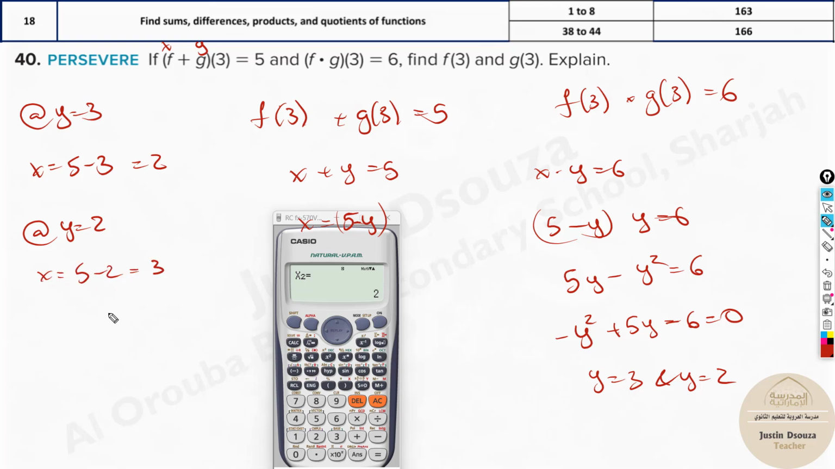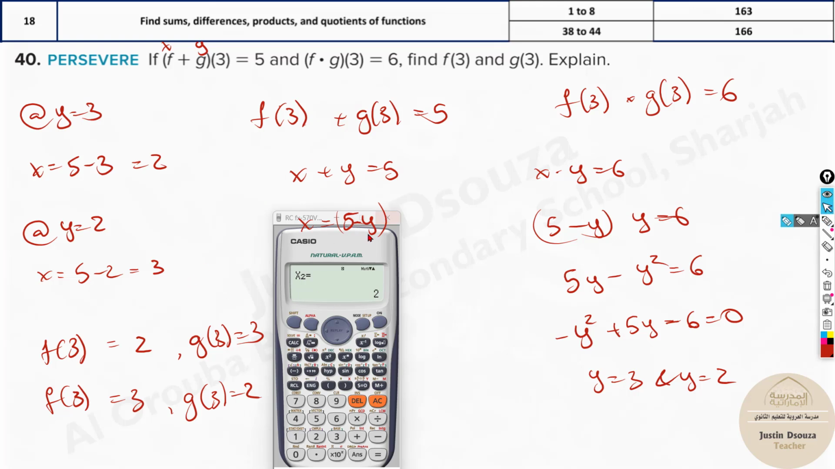So the answers over here will be: f of 3 is equal to 2, that time g of 3 is equal to 3, and f of 3 is equal to 3 when g of 3 is equal to 2. So these are the two possible solutions. I hope this is clear. And one quick thing, if you want to go out of this mode, you can either clear your calculator or press mode and 1, computation mode. You'll be back to computing mode.